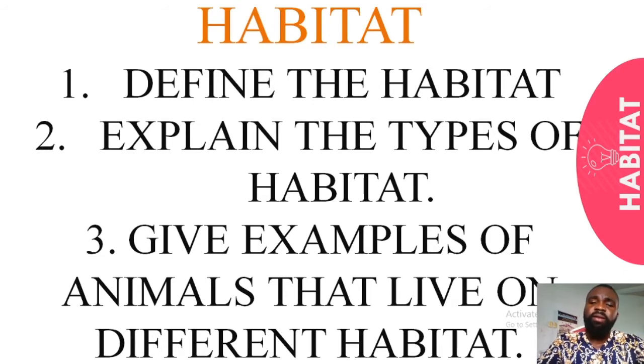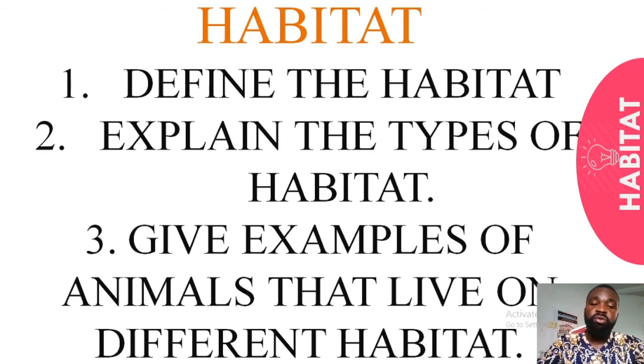Now, two types of habitat we discussed. In as much as we have a lot of habitats, the major two types we discussed for the course of this lecture were terrestrial habitat, that is habitat on land, and aquatic habitat, habitat in or around water bodies. Habitat associated with the water bodies, that is aquatic habitat. So terrestrial habitat, aquatic habitat.